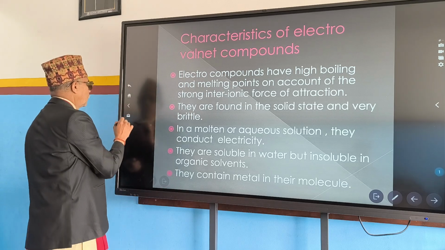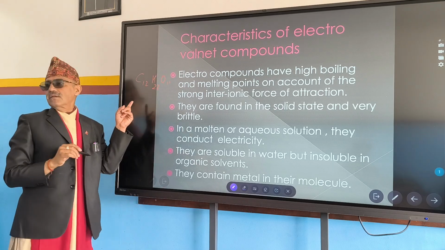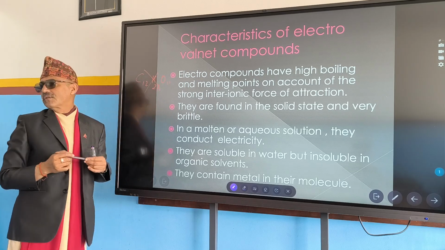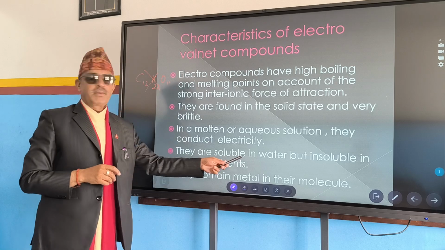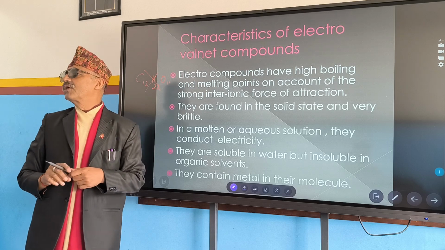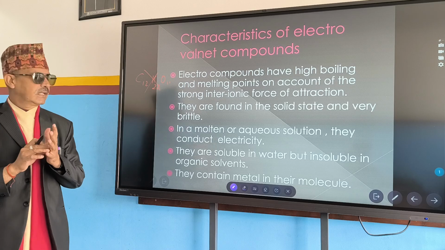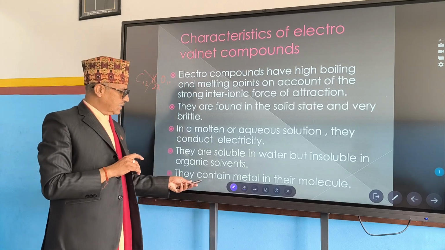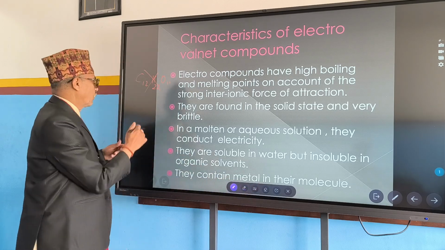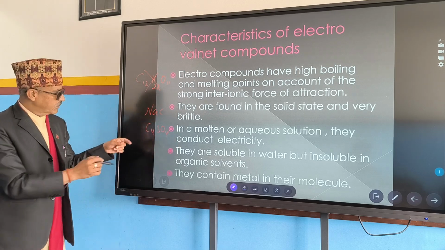In sugar, what is the molecular structure of sugar? C12H22O11. There is no metal atom, so there is no electrovalent bond, so it cannot conduct electricity. They are soluble in water. They can dissolve in water, but they cannot dissolve in organic solvent. Organic solvent means petrol, kerosene, ether, etc. And next, they contain metal in their molecule. Like NaCl, CuSO4. Copper is metal.